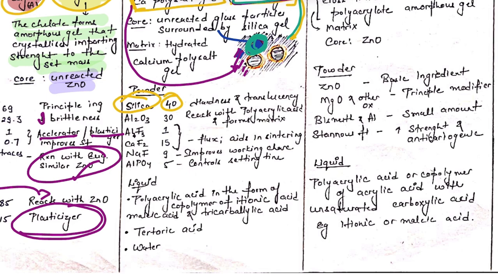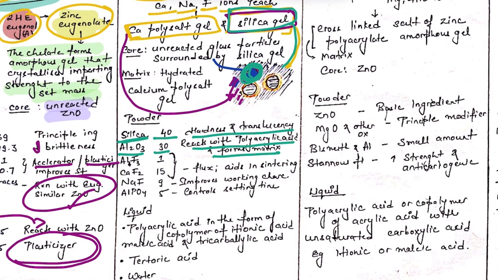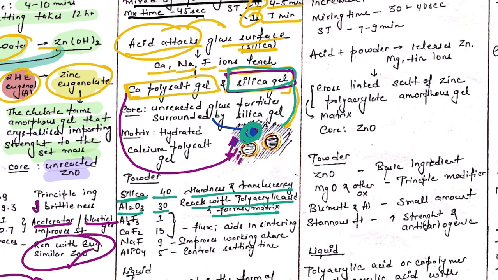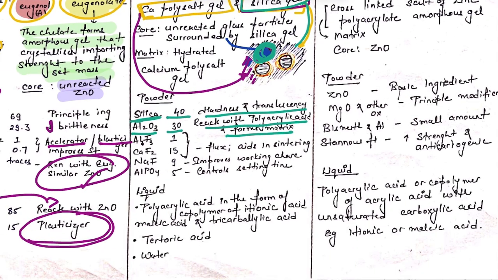Then coming to the powder composition. The first component is silica, about 40%. It provides hardness and translucency, so the tooth-like appearance you get is due to silica. Then you have aluminium oxide, 30%. It reacts with the polyacrylic acid and forms the matrix. Over here we saw the various ions leaching, and aluminium would be one of them as well. It would react and form the matrix.